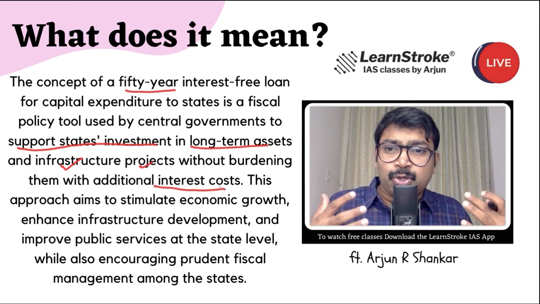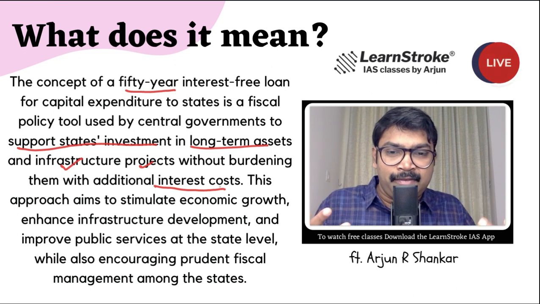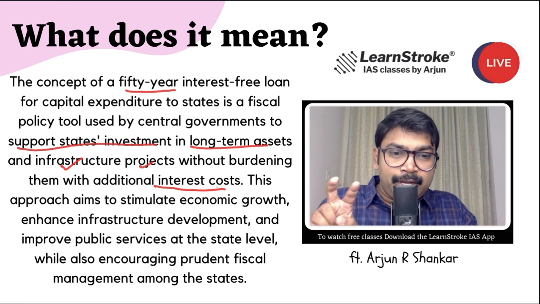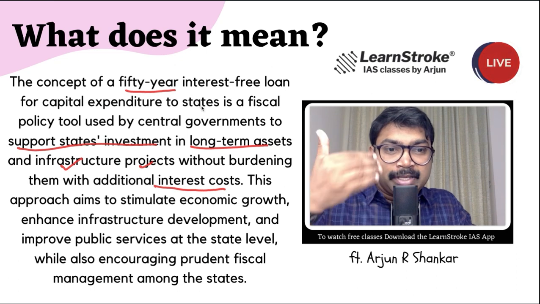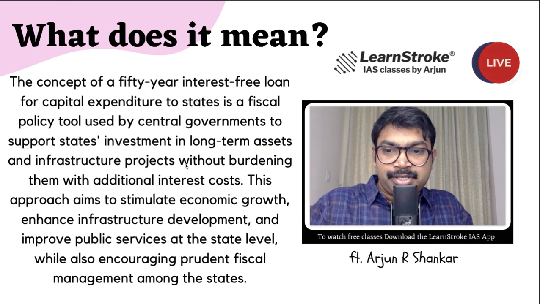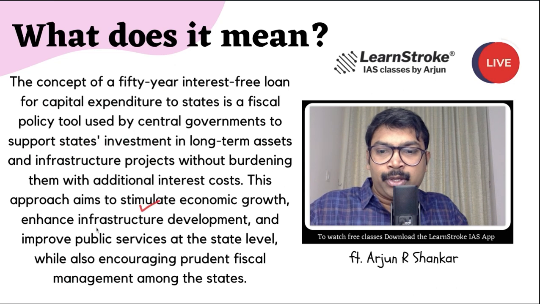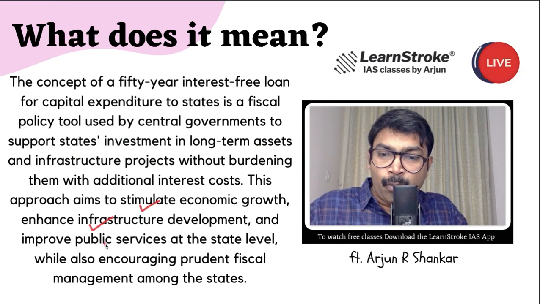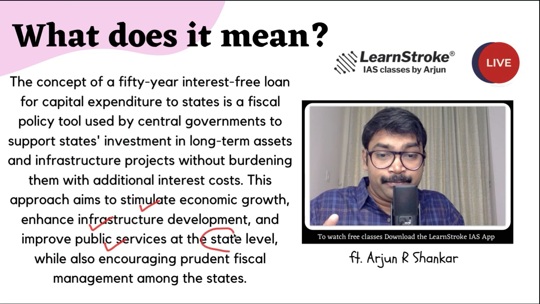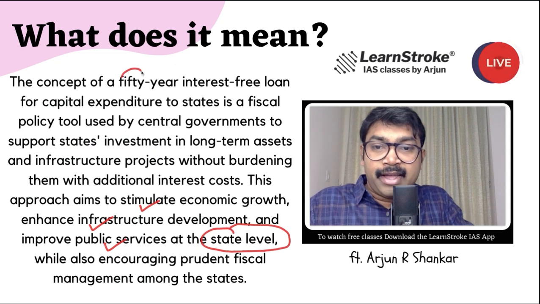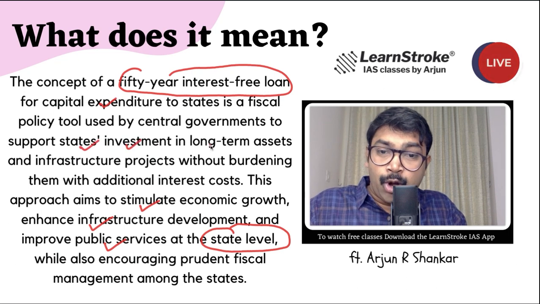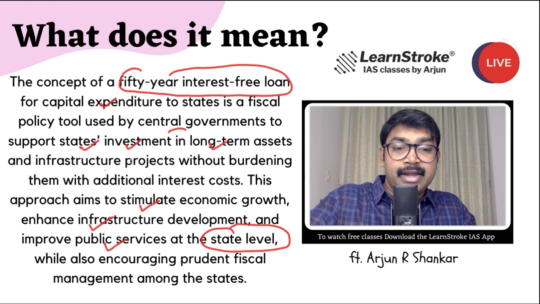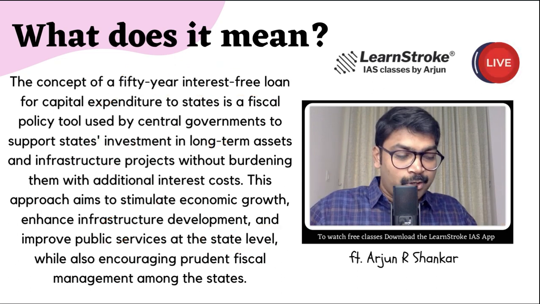Definitely, states also want to create and develop. They need money. So, without putting a lot of interest on them, we can give them a 50-year interest-free loan so that they can also develop. States will also have better infrastructure. This is to stimulate economic growth, enhance infrastructure development, and improve public services at the state level. So please understand, these 50-year interest-free loans are capital expenditure by the central government to support states' investment in long-term assets and infrastructure projects. Definitely it's a good thing for the states also.